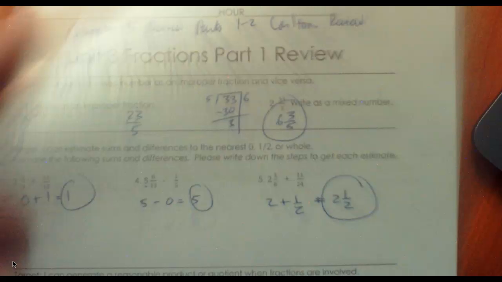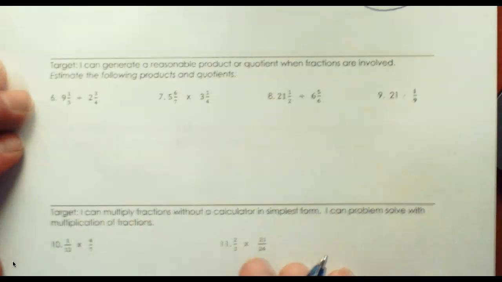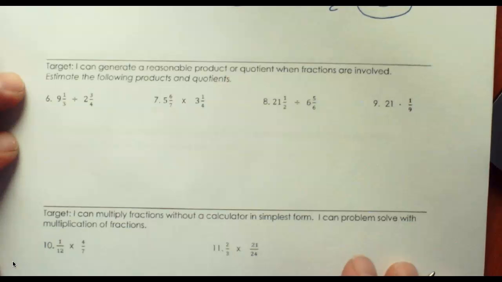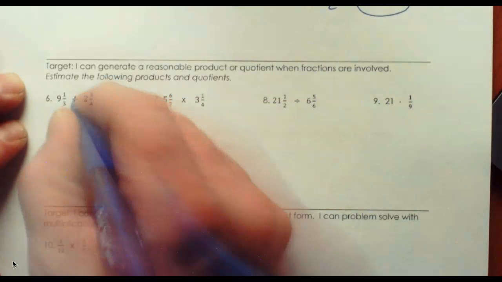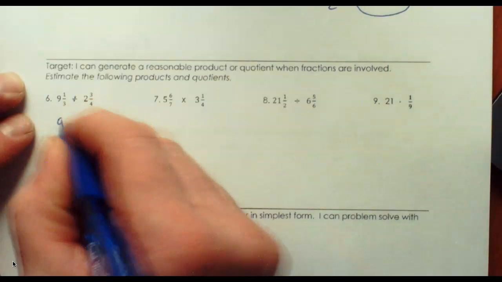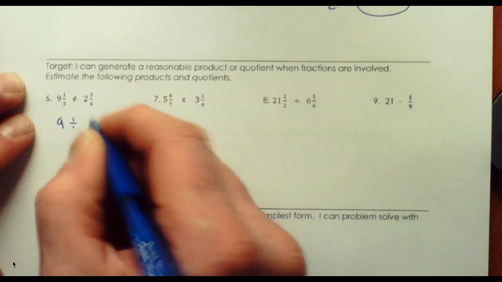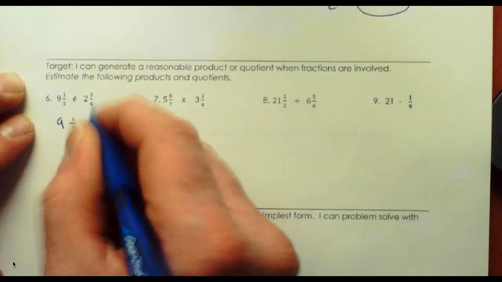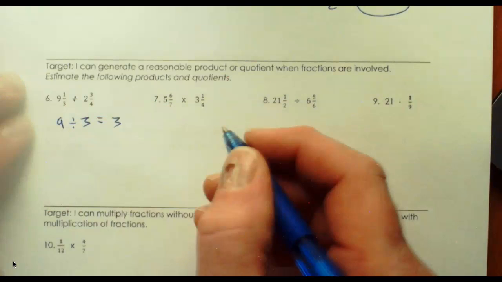All right, we have same thing, but now we're doing it with multiplication and division. We're generating products and quotients. This is a division symbol in case you can't see it. So 9 1/3, is it closer to 9 or 10? It's closer to 9. Divided by 2 3/4. Well, 2 3/4 is more than a half. The 3/4 is, so it's closer to 3. So 9 divided by 3 is just simply 3.